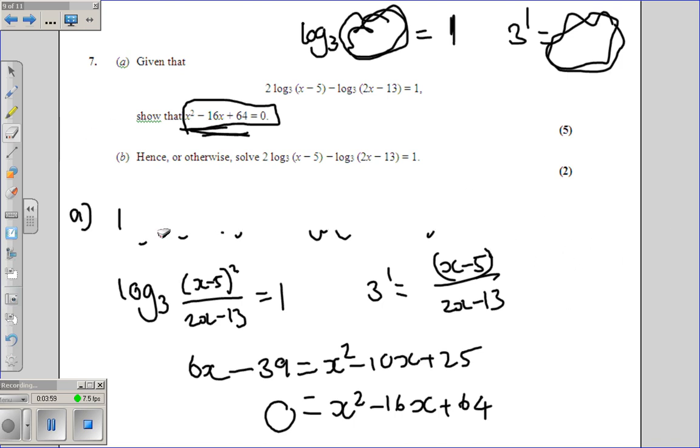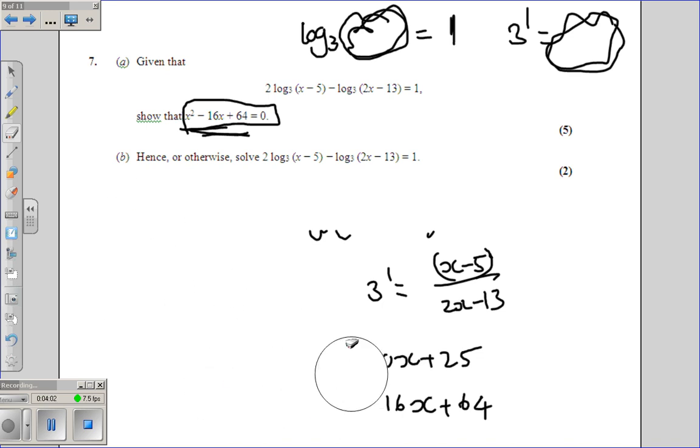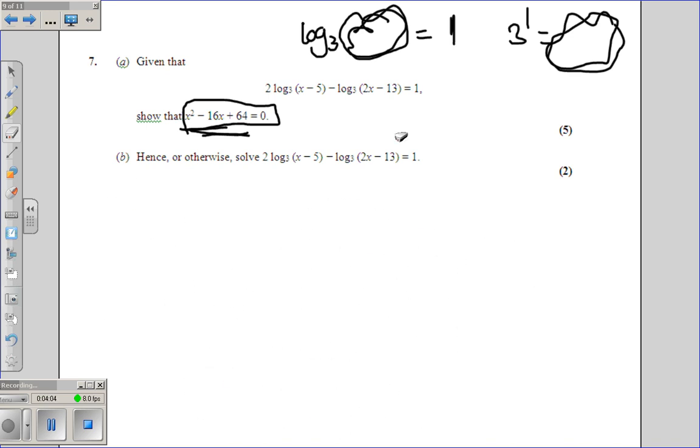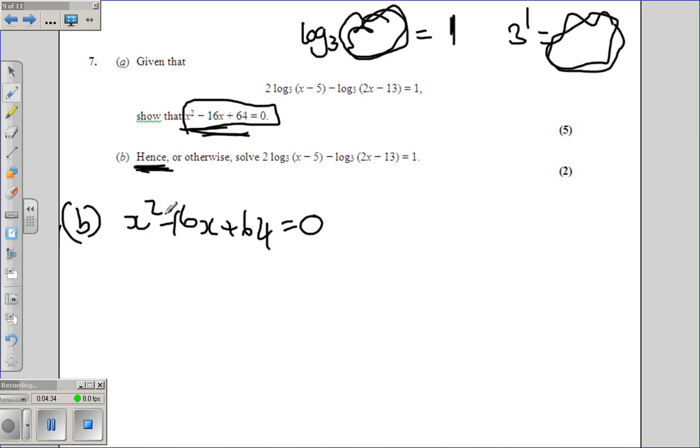Even if you couldn't do that, you've lost 5 marks, which is a shame, but at least you could do part B still, because it's given you what the equation simplifies to. So hence or otherwise, always do the hence, always do therefore. Solve 2 log and so on. So therefore we're not solving this, we're solving x squared minus 16x plus 64 equals 0. And this is dead easy for 2 marks even. Goodness. So part B, we're solving this thing here.